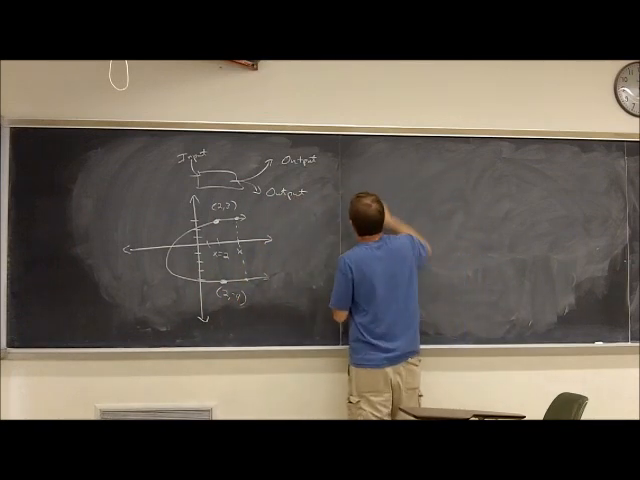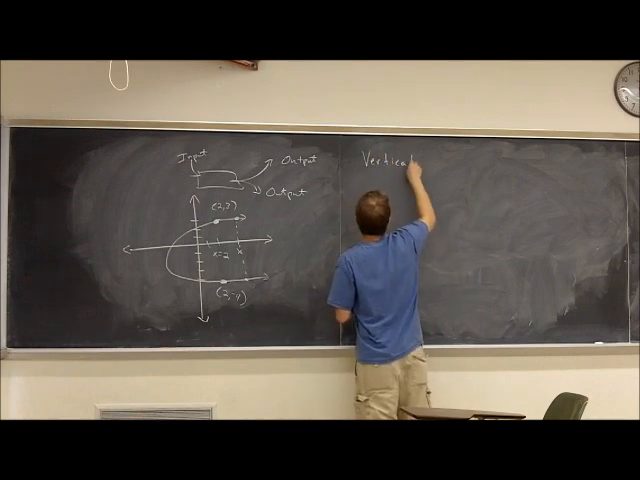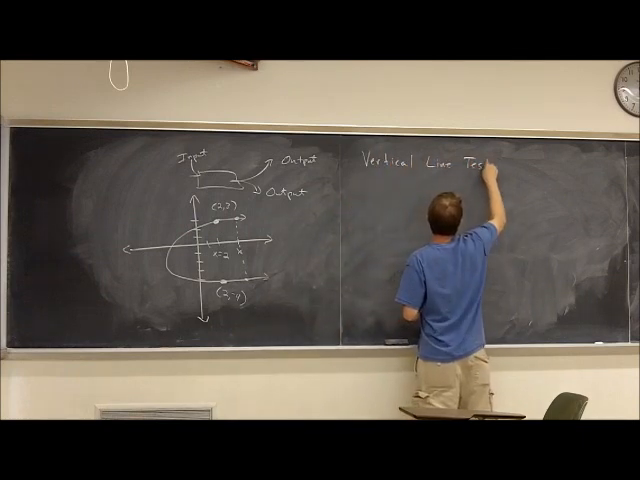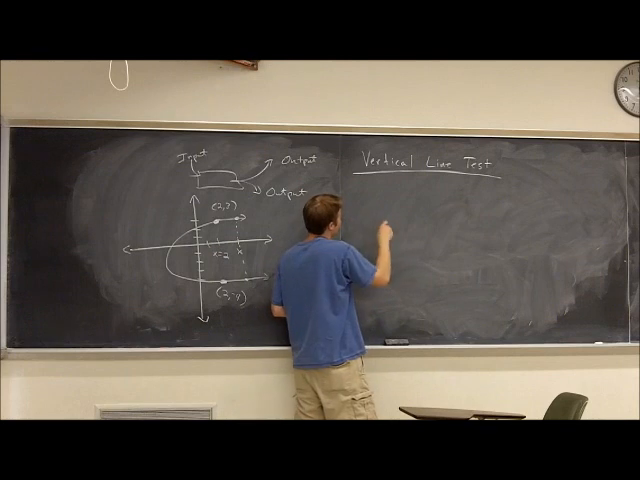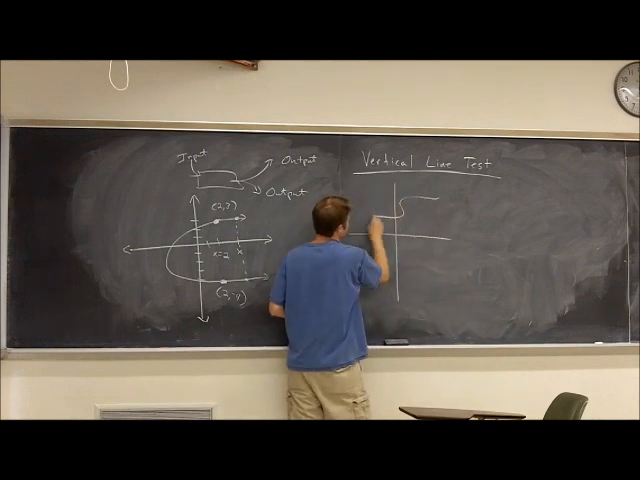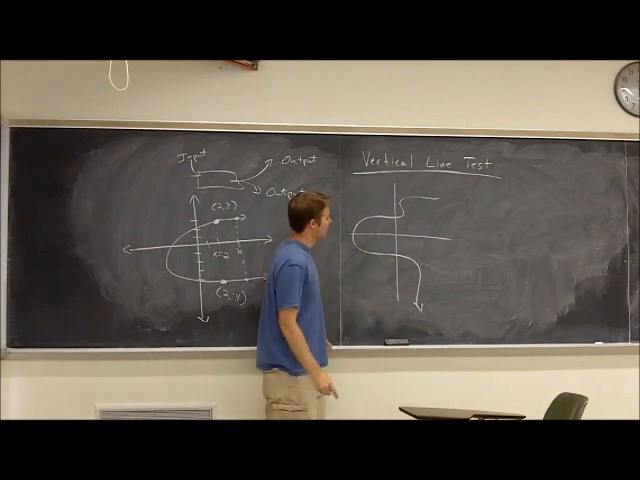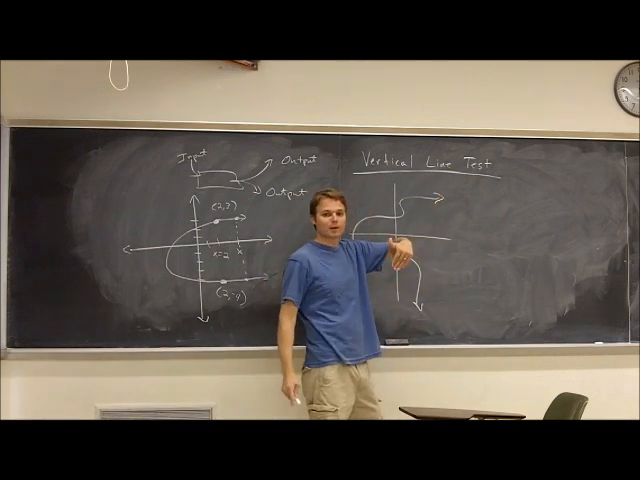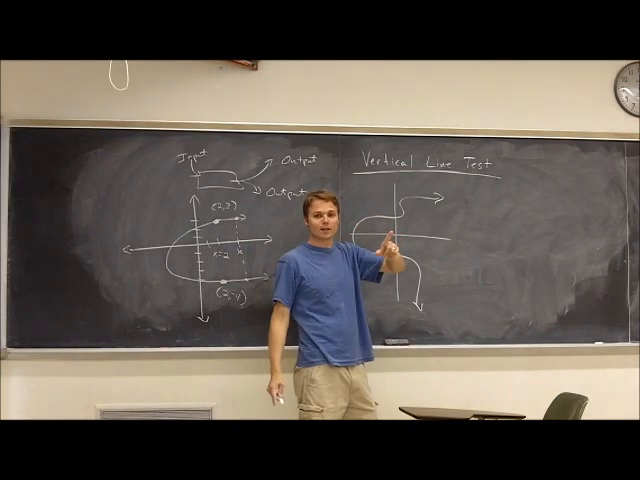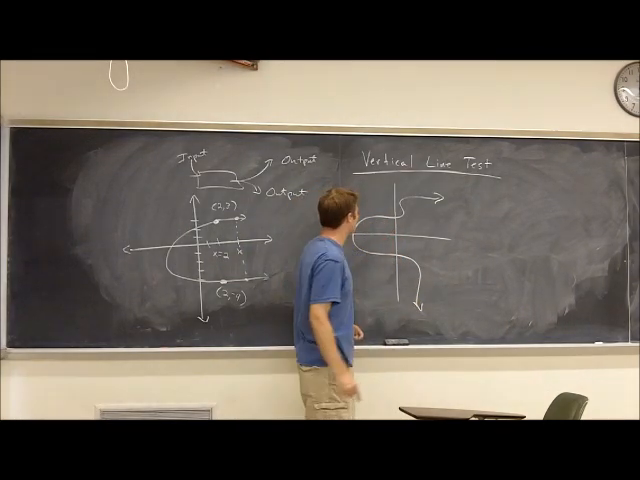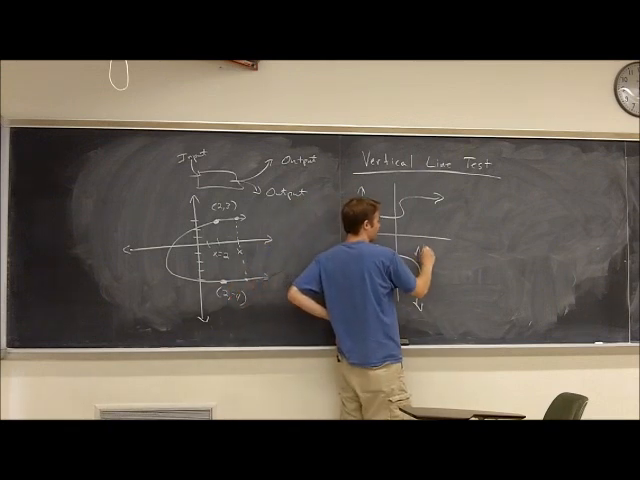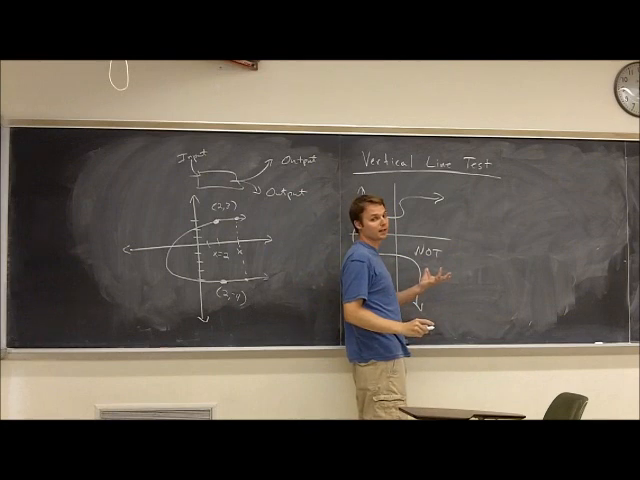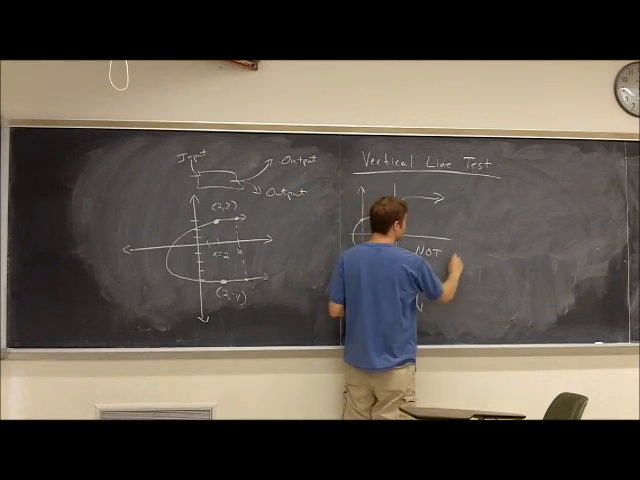And we have a test for this that's called the vertical line test. The vertical line test essentially says this: if at any point on the graph you can draw a vertical line somewhere and hit more than one point, then the graph is not a function. So for example, on this graph, I can draw a vertical line right here, and sure enough, I hit 2 points. So this means that this is not a graph of a function.